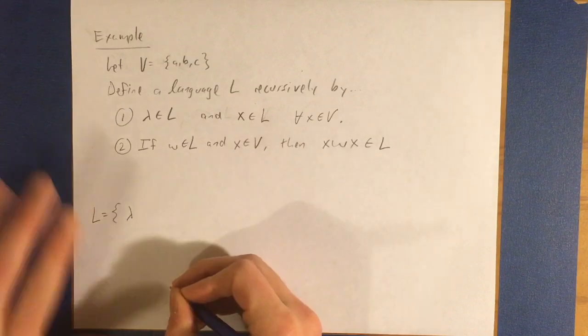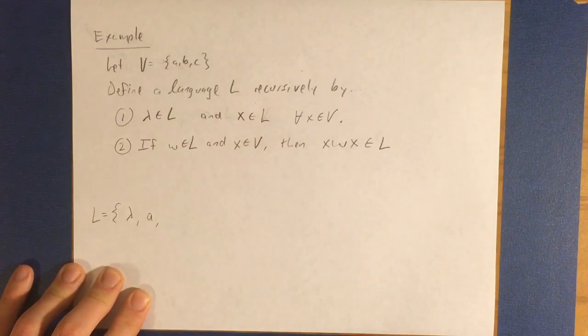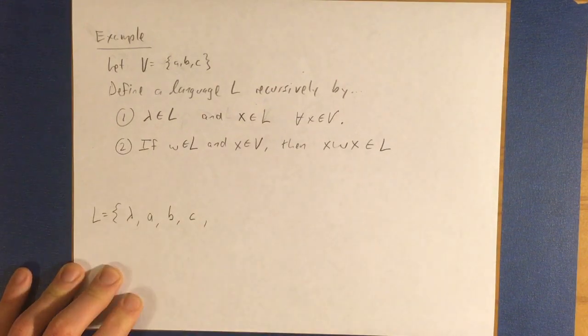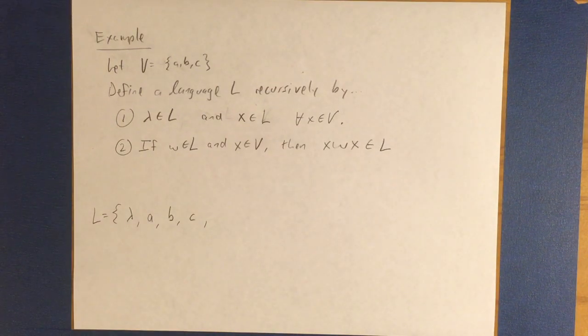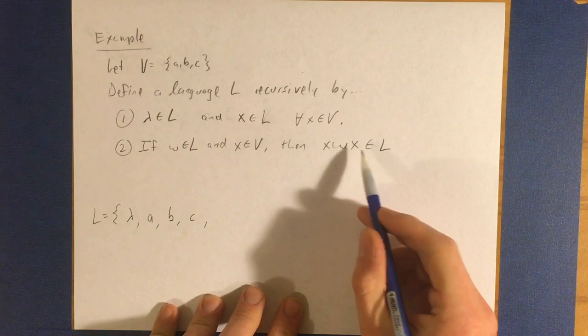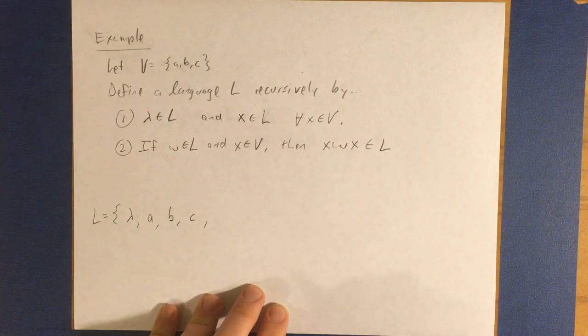L is going to have lambda. It's going to have A, singleton, B, and C as well. So that's all just by the base case. But then it has this recursion rule that says if W is a word which is already in the language, and X is a character from the vocabulary, then XWX is an element of our language L.